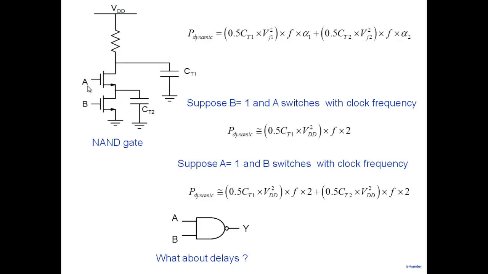Delay in the sense the following. Suppose A is 1, and B is initially 0, and I switch B from 0 to 1. What happens to the delay from here to here? In the other case, B is 1, and I switch A. What happens to the delay?